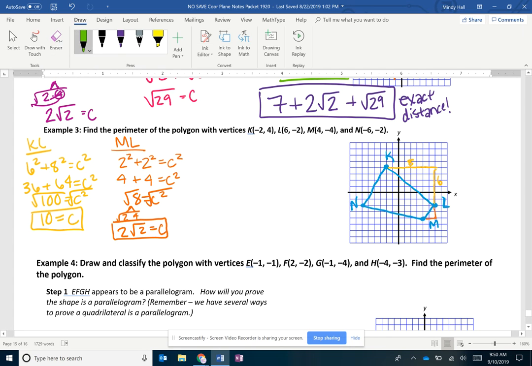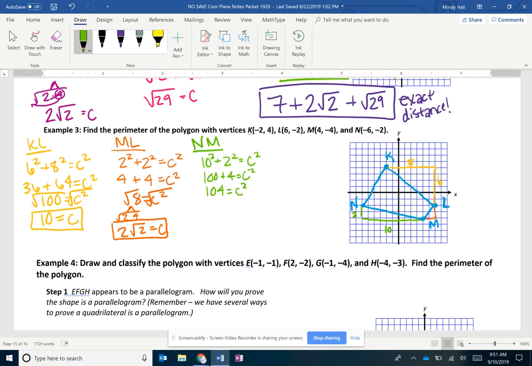So then if we want to do NM, we would have, let's see, 1, 2, 3, 4, 5, 6, 7, 8, 9, 10. And then a vertical rise of 2. So then 10 squared plus 2 squared equals c squared. That gives us 100 plus 4, which is 104.